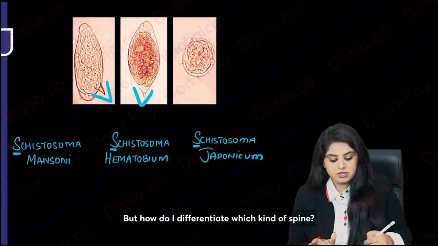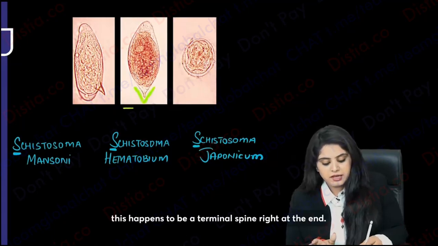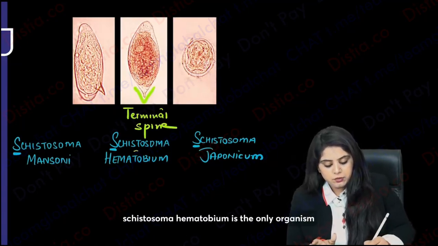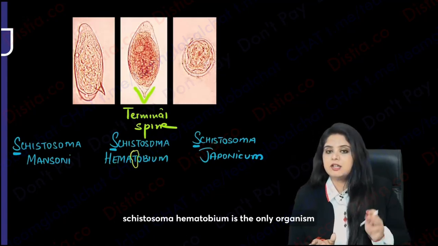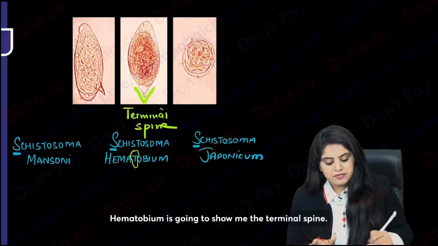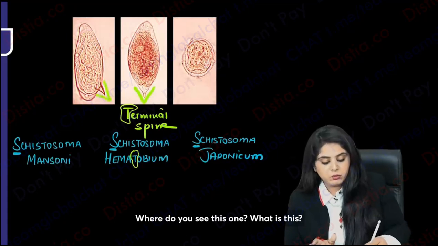But how do I differentiate which kind of spine? So look at this, guys. Where is the spine over here? This happens to be a terminal spine, right at the end. So if you see a terminal spine, Schistosoma haematobium is the only organism that has a T in it. So haematobium is going to show me the terminal spine. One part of it is done. Where do you see this one? What is this? This is the lateral spine on the side.